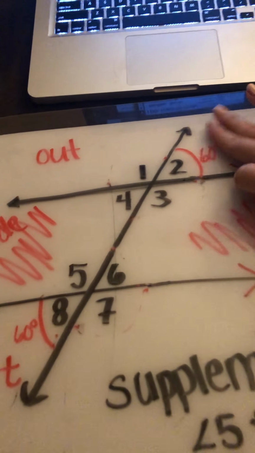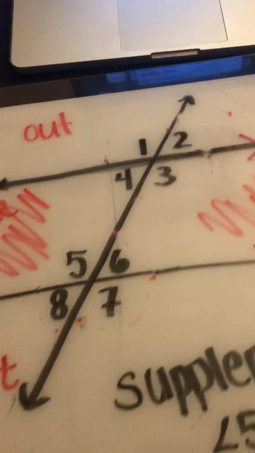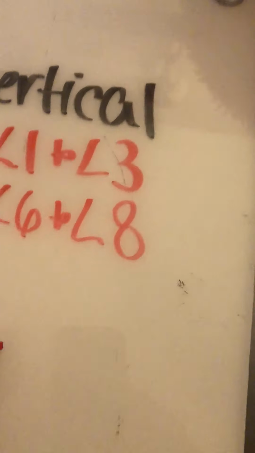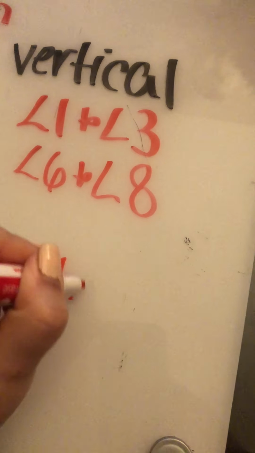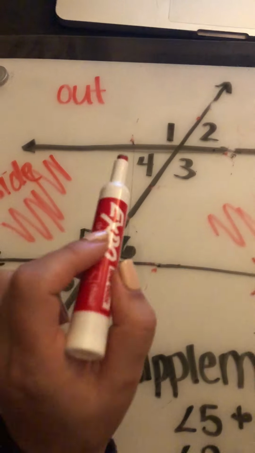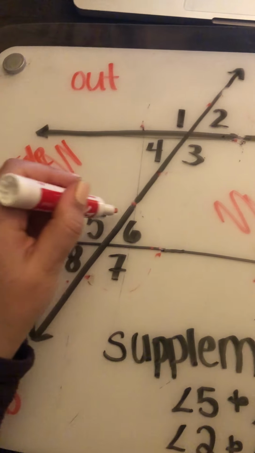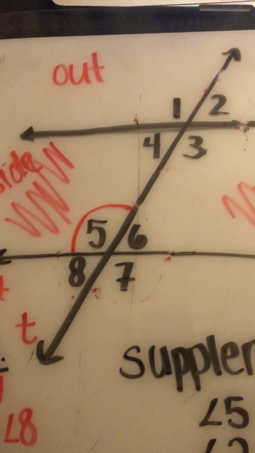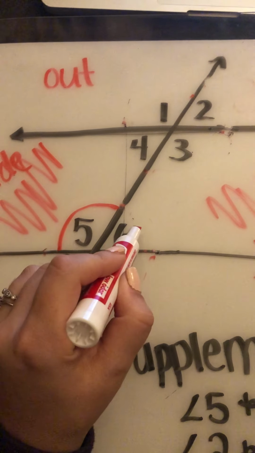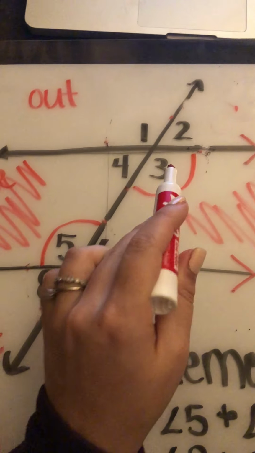Okay, so now that we saw alternate exterior, now let's look at alternate interior. Alternate interior is the same thing. It's just that now you're looking at the angles inside that are opposite and non-adjacent. So alternate interior. If I look at my diagram, the angles that are inside are 4, 3, 6, and 5. So if I pick, let's say 5, right? The alternate interior angle to 5 would be on the opposite side and not next to. So it's going to be 3. So 3 and 5 are alternate interior.